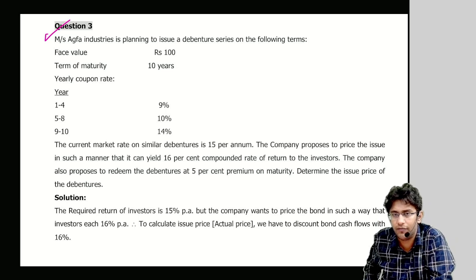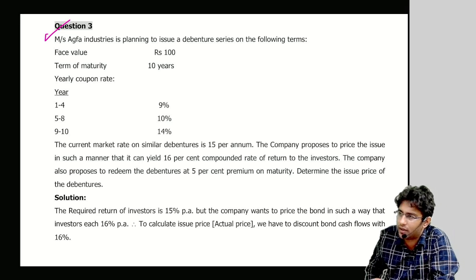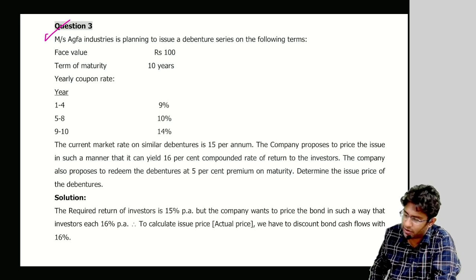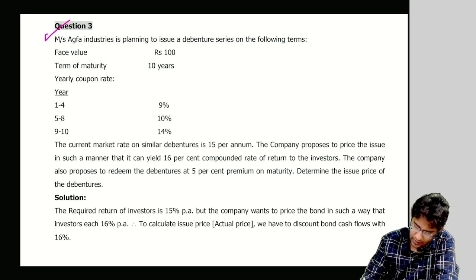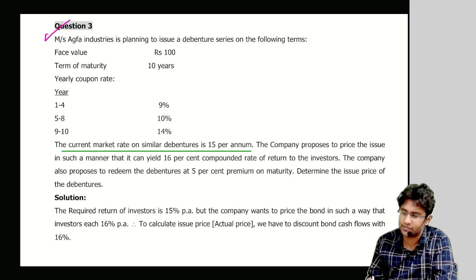What is not the same every year? Coupon rate is not the same. Every year they have a different coupon rate. The current market rate on similar debentures is 15% per annum. Tell me, sir, what is the meaning of this? Current market rate on similar debentures is 15% per annum.